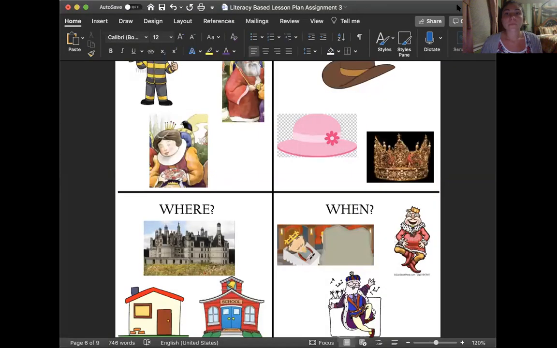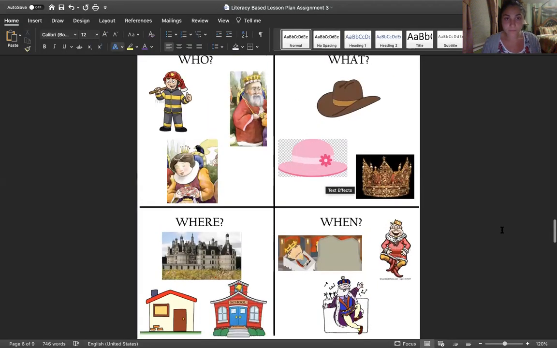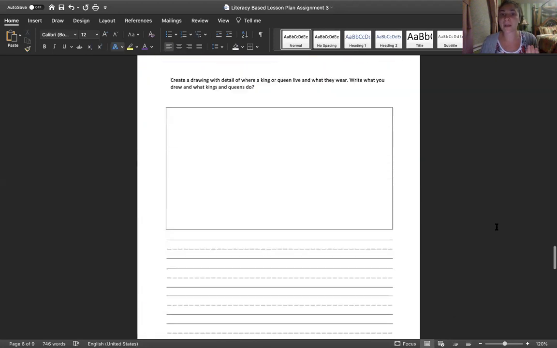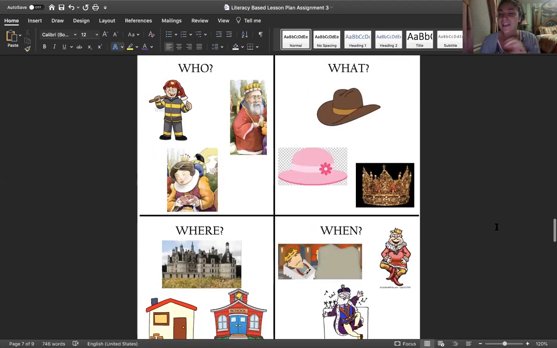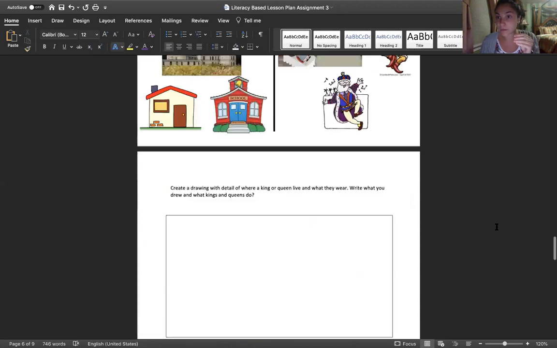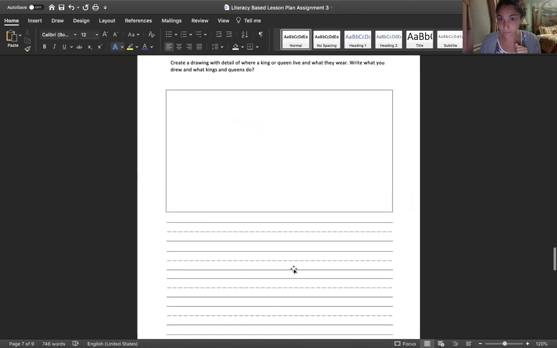So by using this anchor chart, this helps students organize their thoughts and focus on each question. It also highlights the main points of today's lesson about kings and queens. They could also use this chart to help them with their independent work. They could always refer back to it. This is kind of like their graphic organizer to help them brainstorm and plan what to write down here: write what you drew and what kings and queens do.